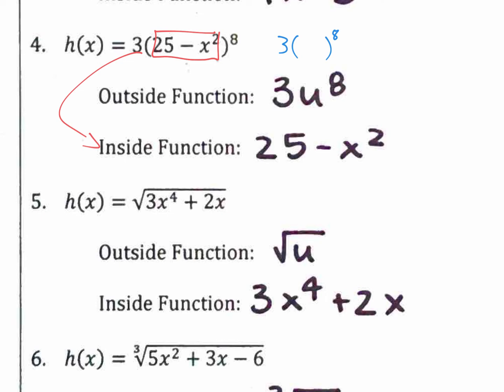Number 5, I find my variable, which is x. That's going to tell me what my inside function is. Then I figure out what's happening to that inside function to get my outer function. Well, the outer function is take the square root of something. And again, we're using u as that something.